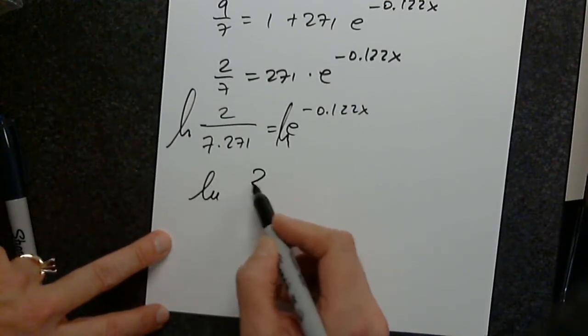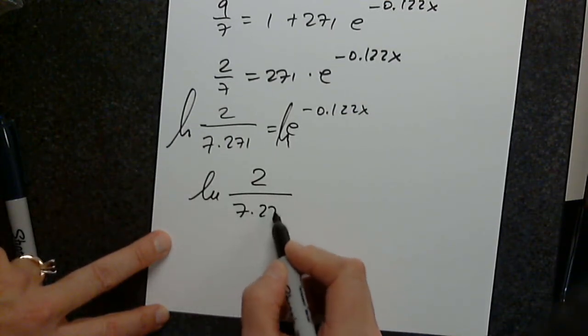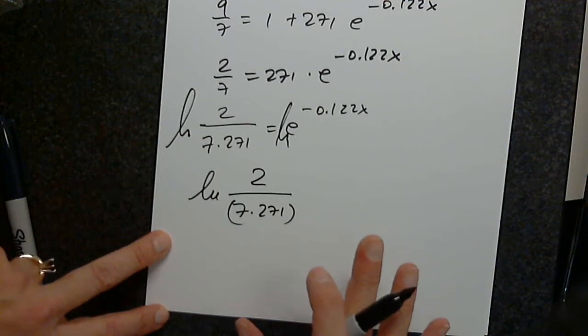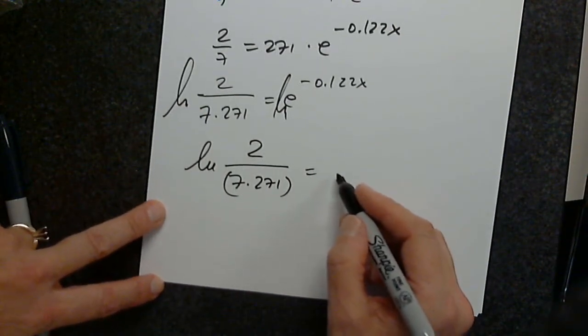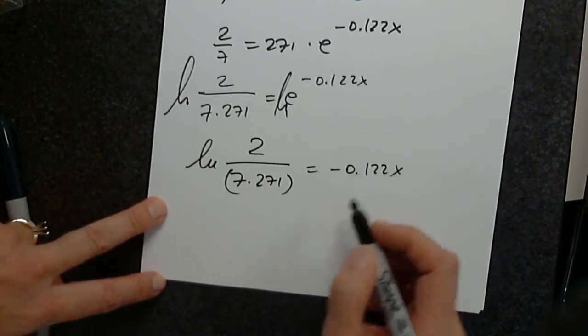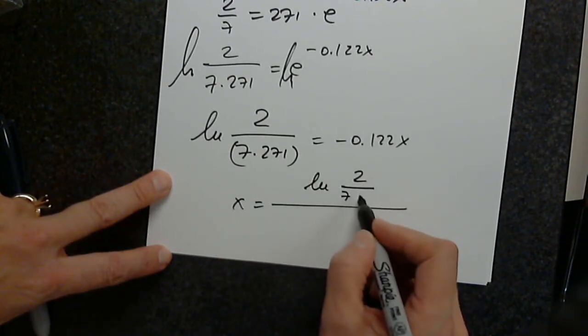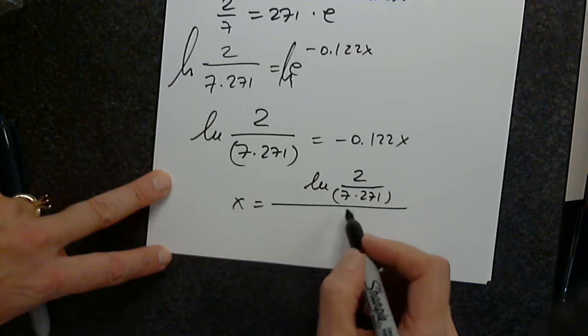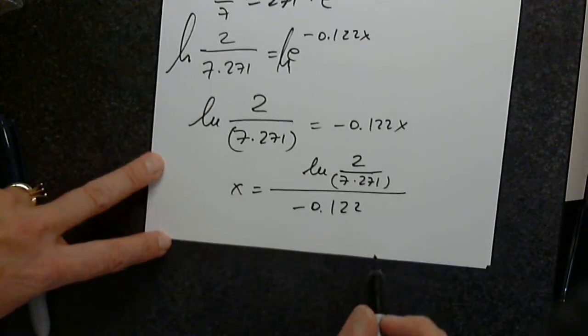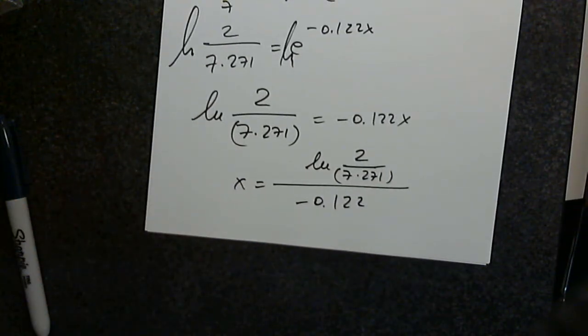So the natural log of this, be careful with the denominator. You can multiply if you want to, if that's easier for you. Negative 0.122x. So then x will be natural log of 2 over 7 times 271, divided by negative 0.122. I prefer putting everything in the graphing calculator at once. But that's me.